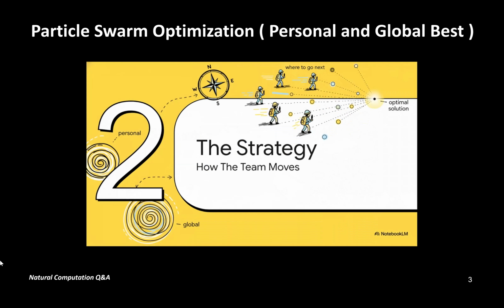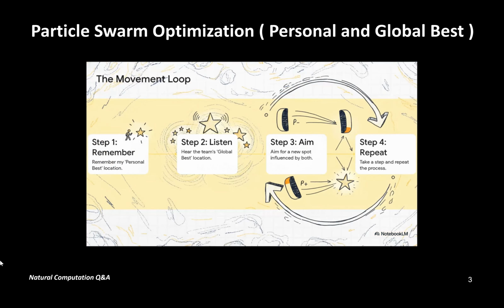Okay, so that's the theory. But how does this actually turn into a strategy? How do these 2 bits of info, your personal best and the team's best, tell an explorer where to go next? It's actually a really simple little loop that just repeats over and over. Every single moment, each explorer is basically being pulled in 2 directions, right? They're thinking about the best spot they've found, but they're also thinking about that big global best the team found. Their next step is going to be a leap somewhere in between those 2 points. Then they check their altitude, and the whole process just starts again.